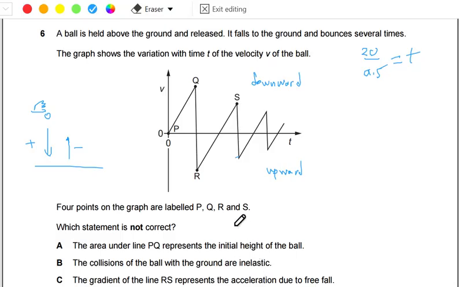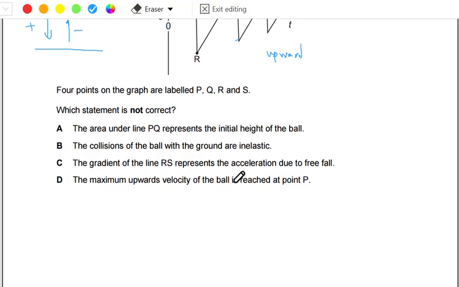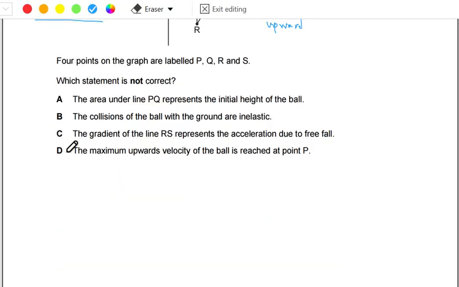Yes, gradient of any line in a vt graph is the acceleration. Max upward velocity of the ball is reached at point B? No, it is reached at point R or this point or this point. So this is the answer.